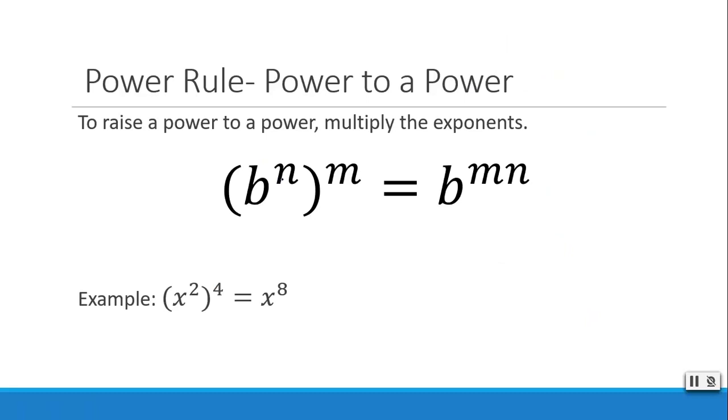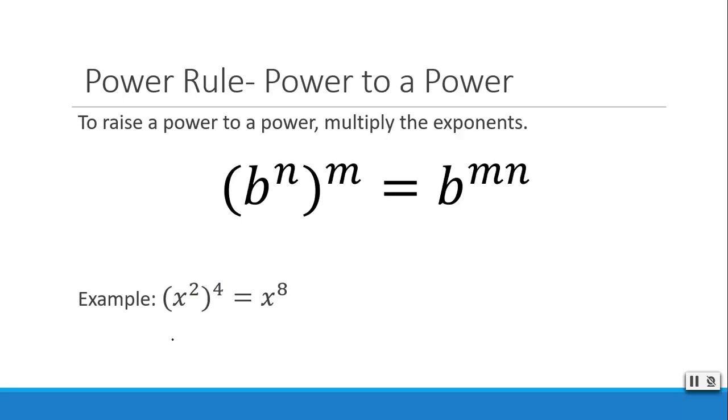Now the power to a power rule states that when you have a base being raised to a power, being raised to another power, we're going to multiply their exponents together. So the example I give you is x squared being raised to the 4th power. So 2 times 4 is going to give you 8.